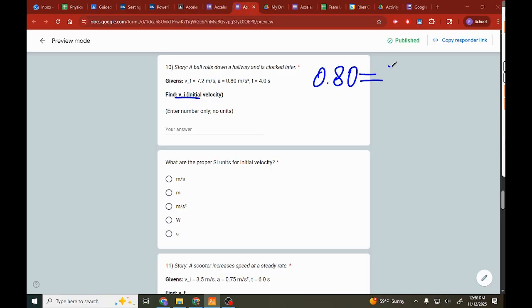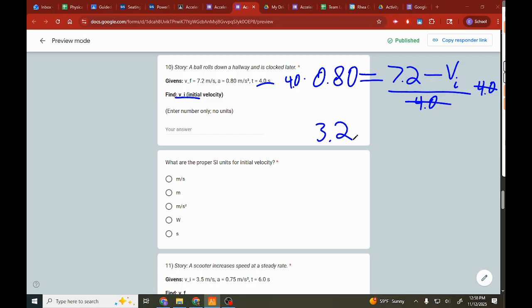And then we do our final velocity minus our initial velocity, which we don't know, divided by the given time. All right. Currently, VI is being divided by 4, so we've got to do the opposite to get rid of that. Multiply both sides by 4, because those cancel. And 4 times 0.8 gives us 3.2. And both of our starting values had 2 sig figs. 3.2 does as well, so that's fine as is.